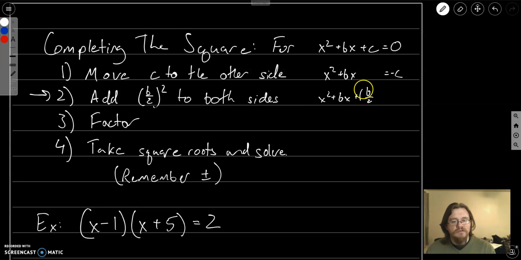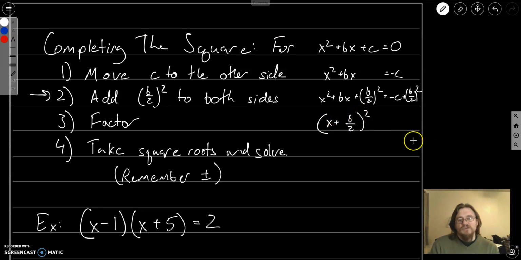So b over 2 squared, negative c, and then b over 2 squared. So far, I've only added a little bit to both sides, but this makes this side over here factorable. And this turns into x plus b over 2 quantity squared. So again, if you were to FOIL this out, you would get b over 2 squared, and then x times b over 2 plus x times b over 2. That adds up to bx.